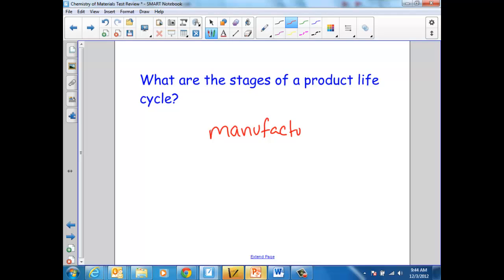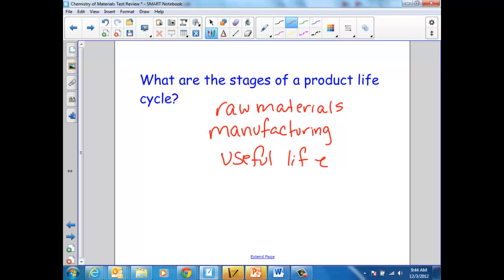Raw materials, right. So we start with the raw materials, then we manufacture, and then useful life. And finally, disposal or recycling.